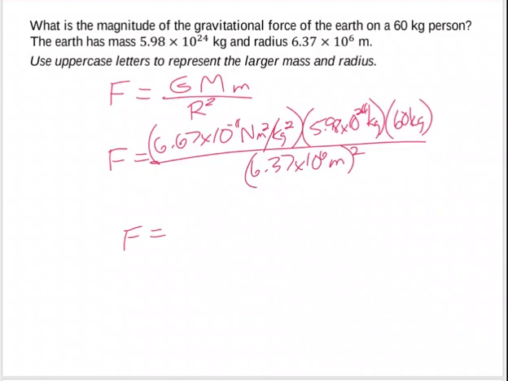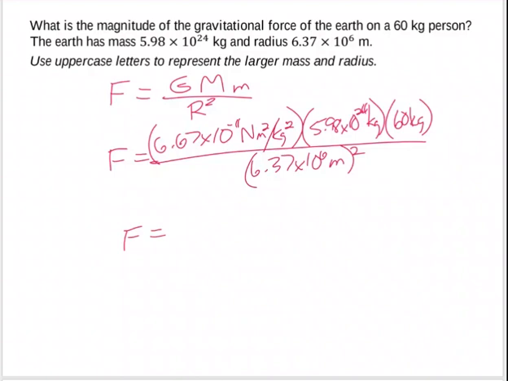I got 1.87849 times 10 to the 9th. Definitely not. I don't know what I did wrong there. I don't either, but do it again. You've got to get the right answer. 6.67 times 10 to the negative 11th.